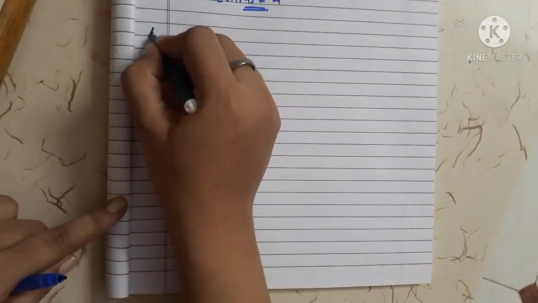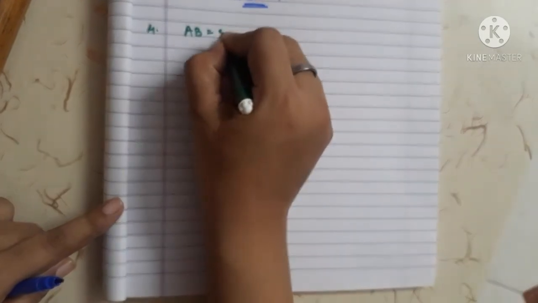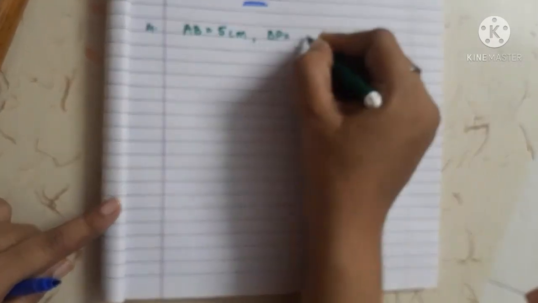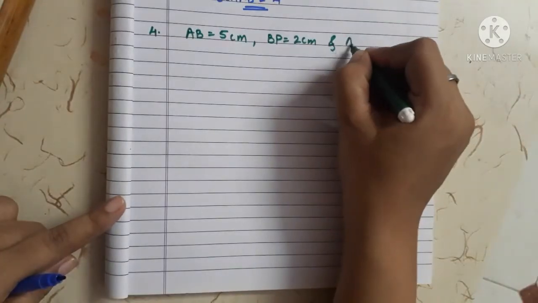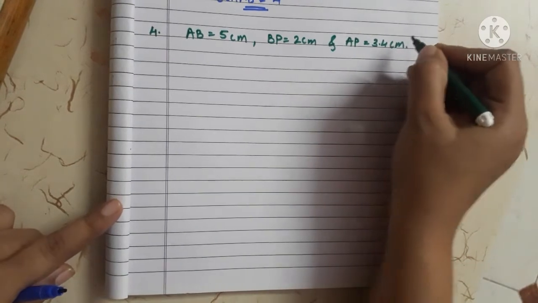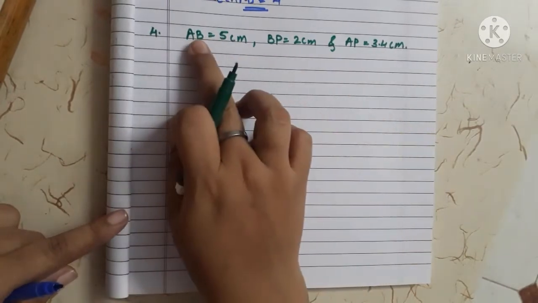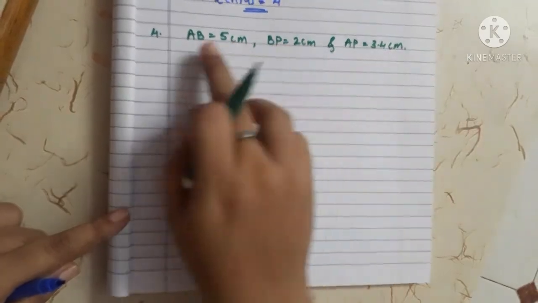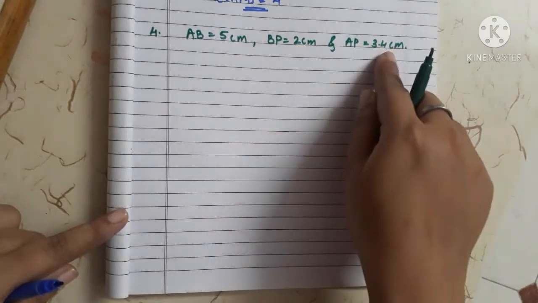Students, now let's see the fourth question. Fourth question is, if AB is equal to 5 centimeter, BP is equal to 2 centimeter and AP is equal to 3.4 centimeter, compare the segments. Okay, we have to compare. That means we have to say which segment is the largest and which segment is the smallest. Okay, so to make it easier, we will just compare the numbers first.